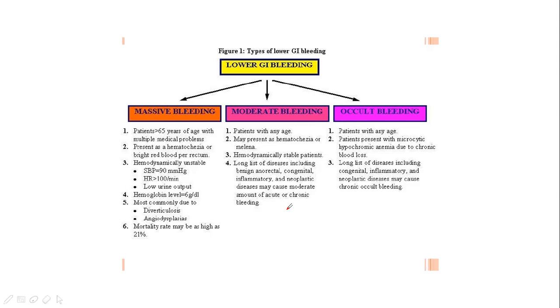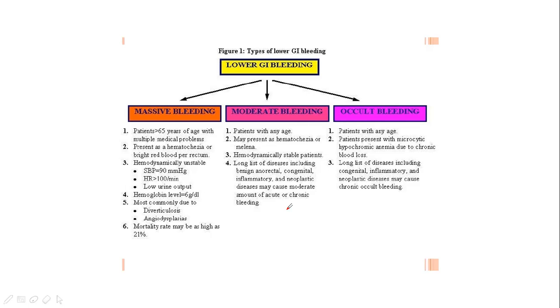grades of bleeding. If there is a massive bleed, the patient is usually greater than 65 years of age with multiple medical problems. It can cause massive bleeding and presents with hematochezia or bright red blood. Hemodynamically, it could be unstable. The systolic blood pressure could be less than 90, heart rate could be 100, and there is low urine output. Hemoglobin would be 6 or below. The most common causes of massive bleeding in older age are diverticulosis and angiodysplasias.